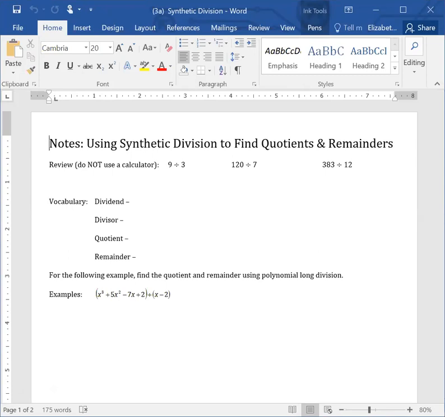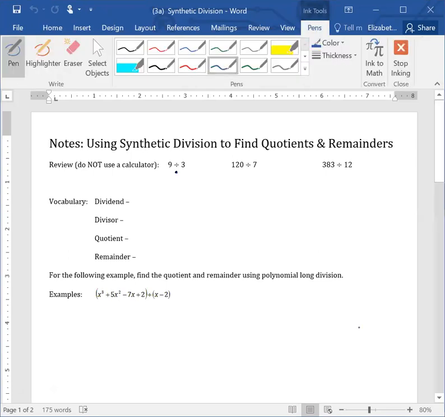Without using a calculator, remember how to divide. 9 divided by 3 is what? 3. All right, so we'll review our vocabulary here. So things we need to know: the dividend, that's the thing being divided. The divisor is the thing doing the dividing.